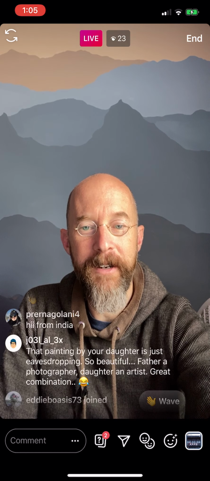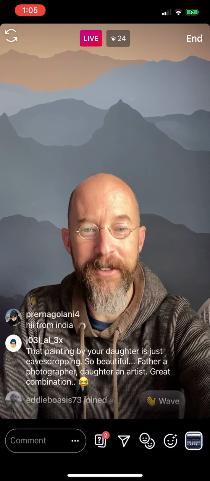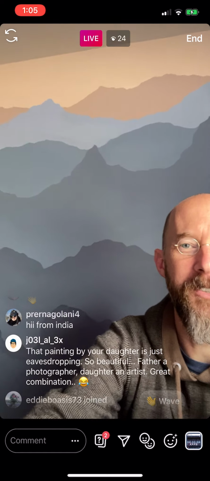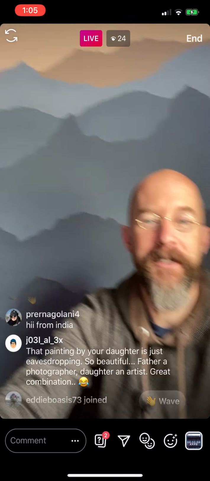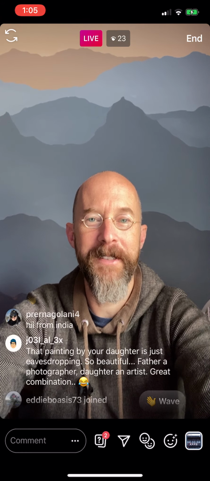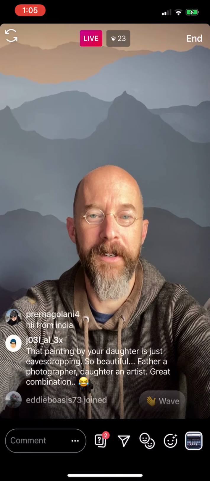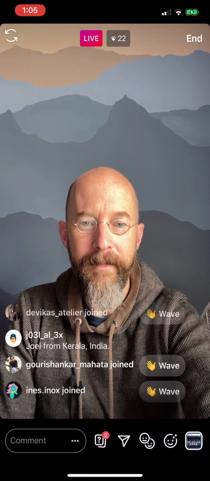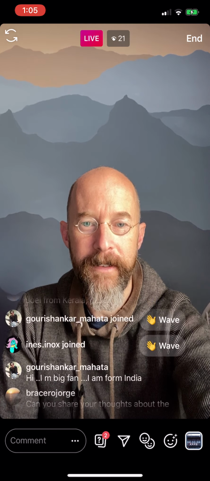That painting by your daughter is just amazing. Yeah, so beautiful. Father a photographer, daughter an artist. Yes, it's so true. And I don't know where she gets her painting talent, but it's extraordinary. And she just decided one day that, hey, Dad, I want to paint mountains on my wall. And well, there we go. And I said, sure. Okay. From India, Kerala, Joel. Welcome, Joel.